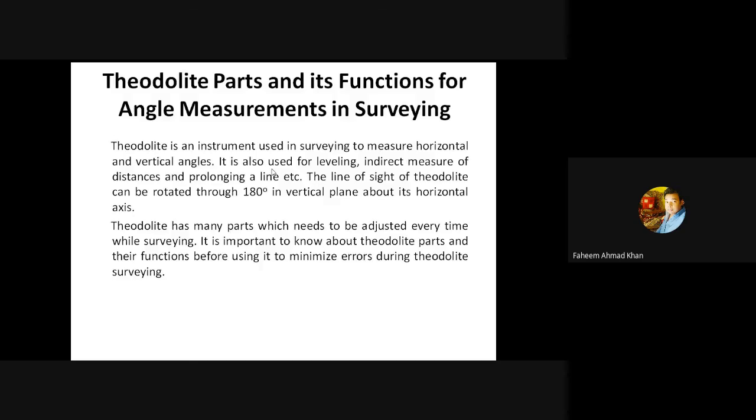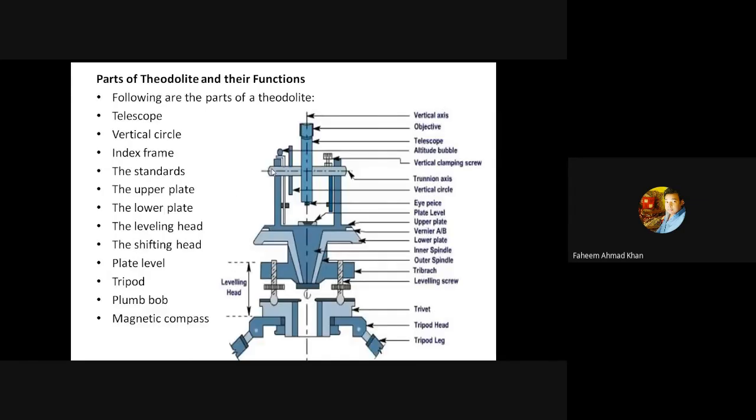The line of sight of theodolite can be rotated through 180-degree in vertical plane about its horizontal axis. The theodolite has many parts which needs to be adjusted every time while surveying. It is important to know about the theodolite parts and their functions before using it to minimize errors during theodolite surveying. Now, this is how a theodolite looks like.